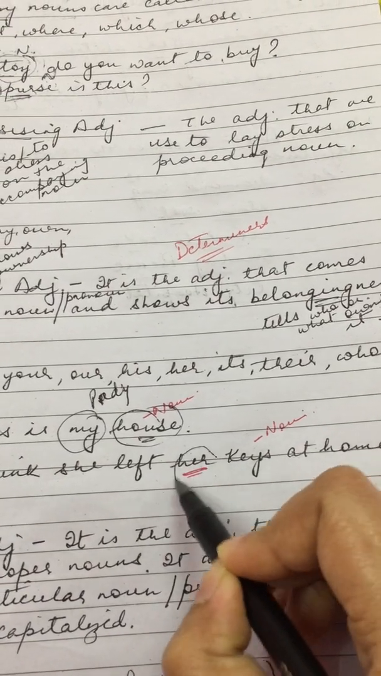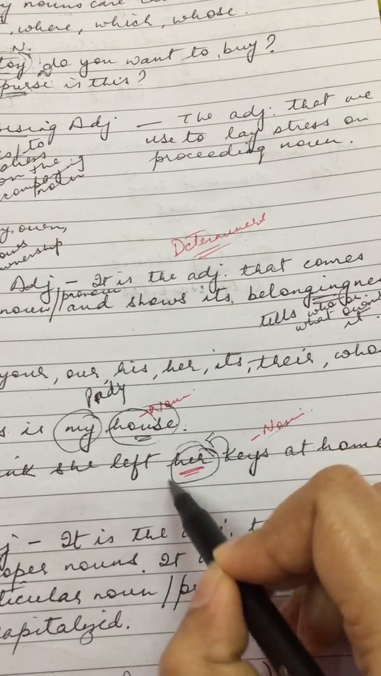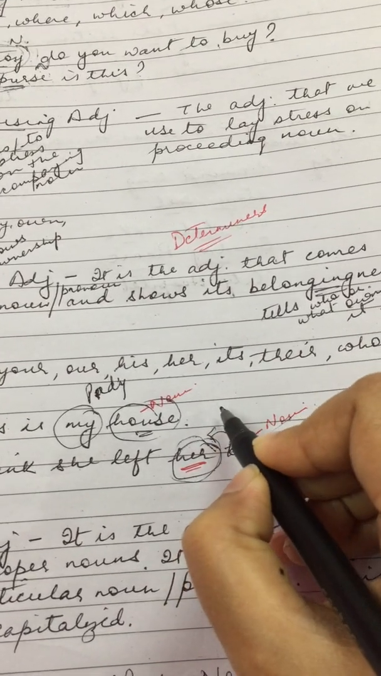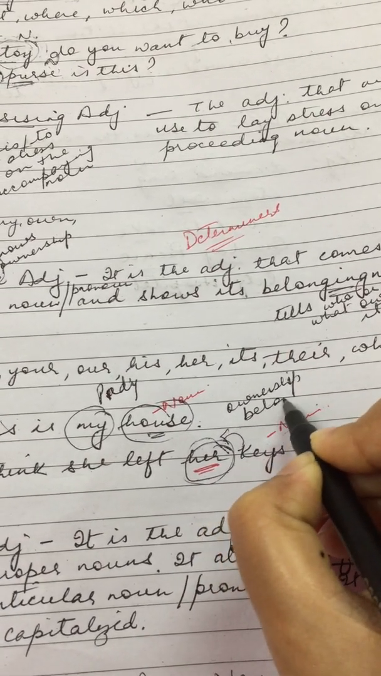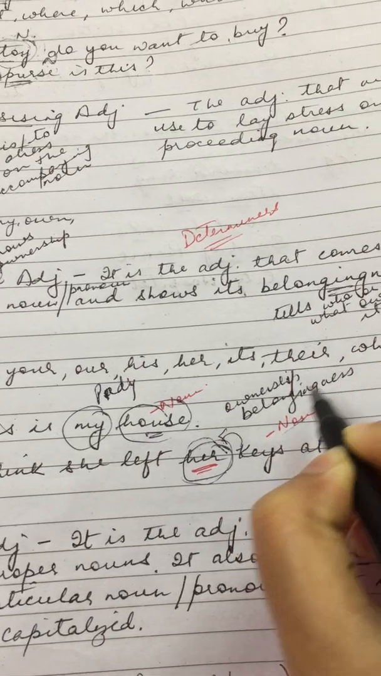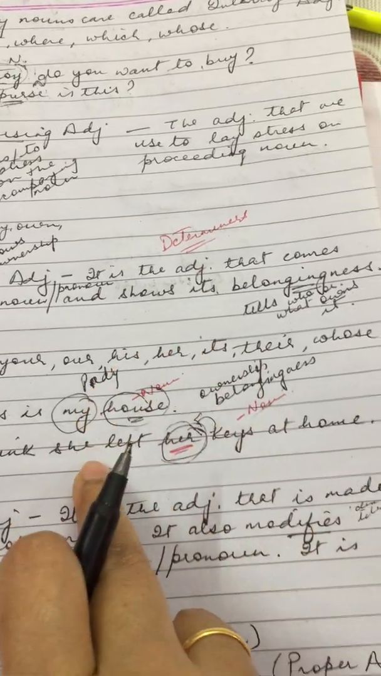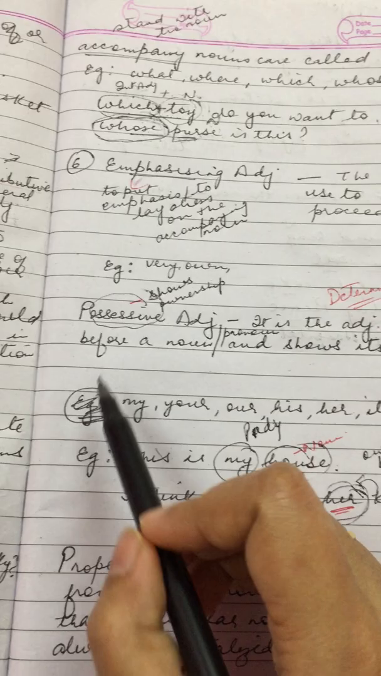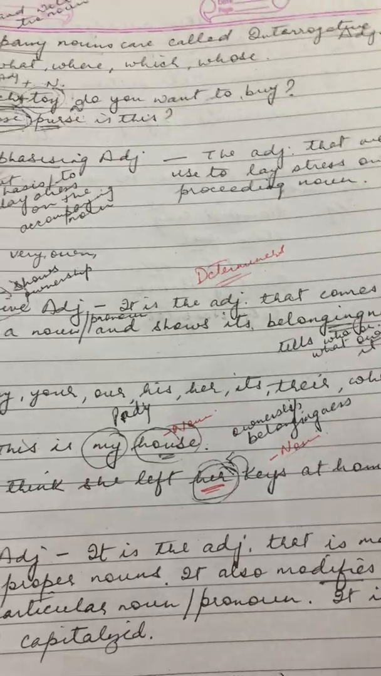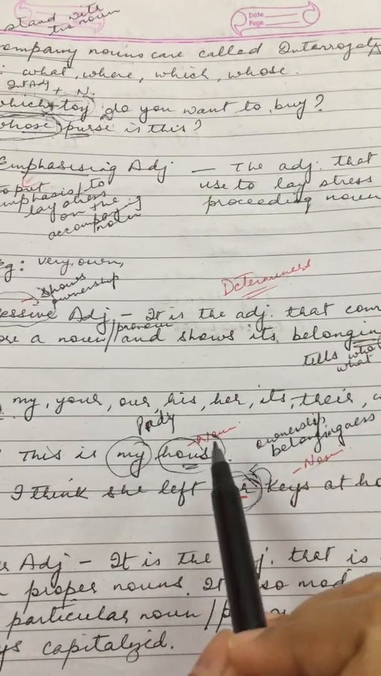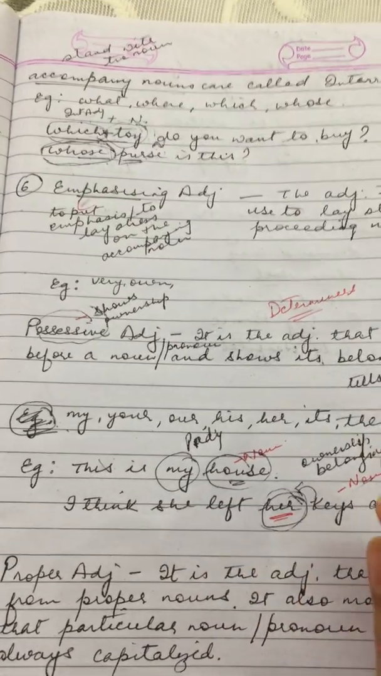The keys belong to her. Keys is the noun. Who does it belong to? It belongs to her. It is showing belongingness, ownership. Wherever there is a noun beside a word that shows the ownership of something, that is a possessive adjective. My, your, our, his, her, its, all these are possessive adjectives, and whenever it is used along with a noun and shows whose it is, it becomes a possessive adjective.